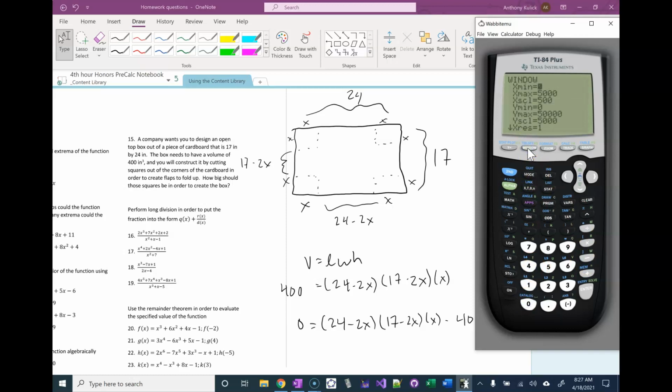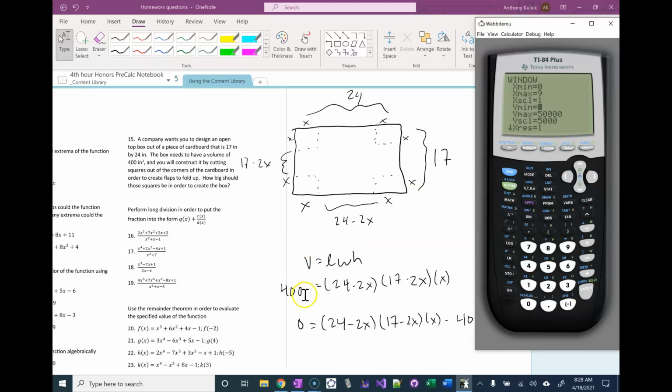And now I'm going to set a window. So if I think about this value for x, the smallest value of x we could have is 0. Since x is a length, it certainly can't be negative. And the biggest value it could really have is half of 17, right? Because if this was like 8.5 and this was 8.5, then there'd be no width left to the box. So I'm just going to make that a little bit more than that, 9, just so it's a whole number.